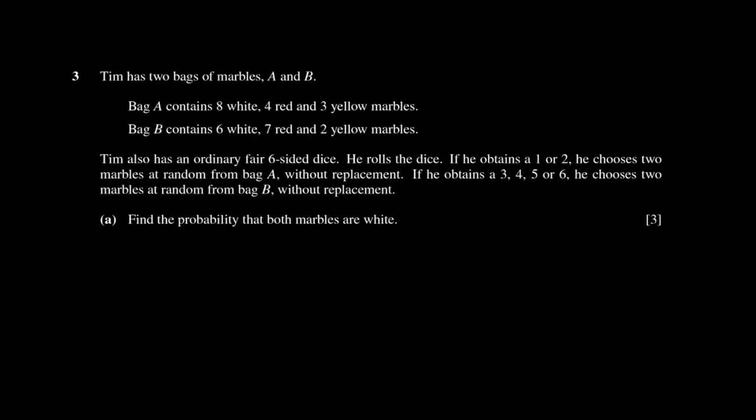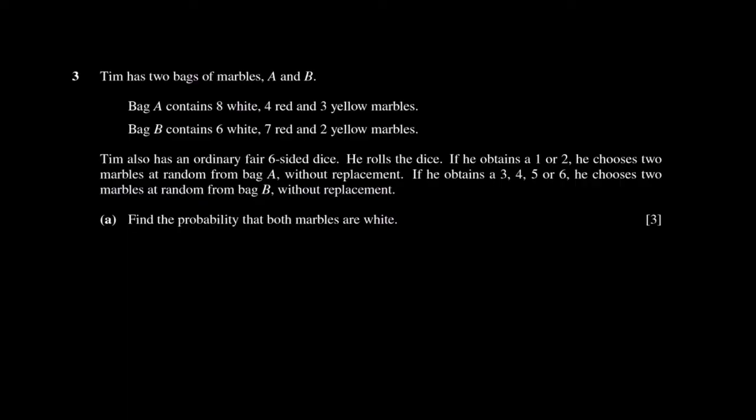Okay then, here we are in question 3. Tim has 2 bags of marbles, A and B. Bag A contains white, red, and yellow marbles. Bag B also contains white, red, and yellow. Tim also has an ordinary fair 6-sided dice. He rolls the dice. If he obtains a 1 or a 2, he chooses 2 marbles at random from bag A without replacement. If he gets a 3, 4, 5, or 6, he chooses 2 marbles at random from bag B without replacement. Find the probability that both marbles are white.